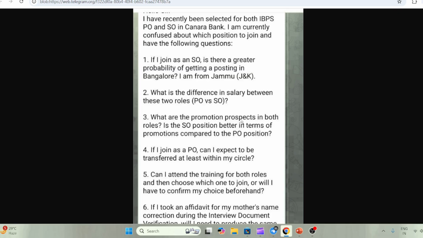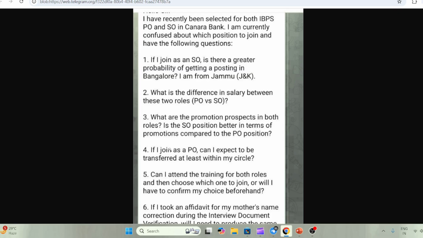What are the promotion prospects in both roles? I have explained. Is the SO position better in terms of promotion compared to PO? No. PO has more opportunity compared to SO when it comes to promotions. If I join as PO, can I expect to be transferred at least within my circle? Maybe not today, but maybe tomorrow or the day after. After a few years or many years, there is a chance that you can be posted in your circle also, if the branch is there, in PO.